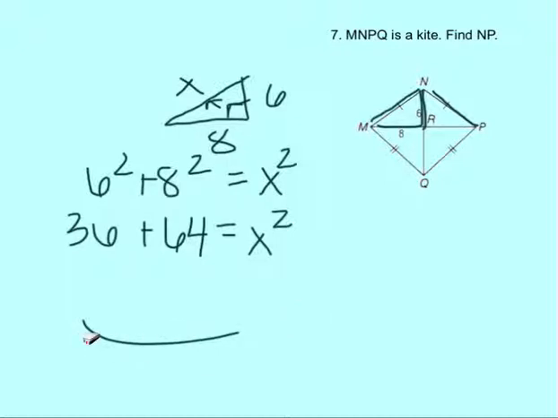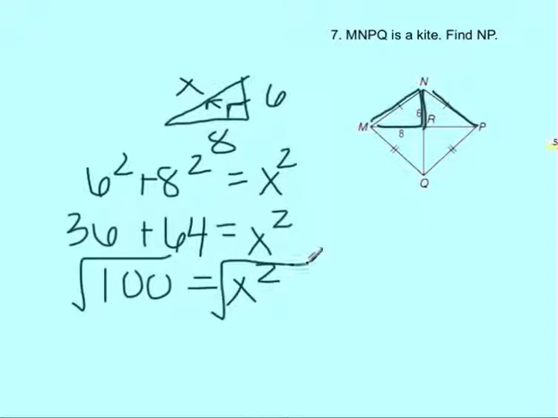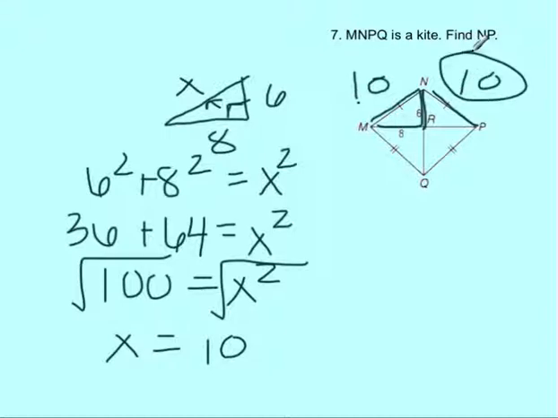Sorry, my computer is really slow today. So we get 100 is equal to x squared. To undo a square, we need to take the square root of both sides. So then we get that x is equal to 10. So NM is equal to 10. Well, NM is congruent to NP, so NP is also 10.